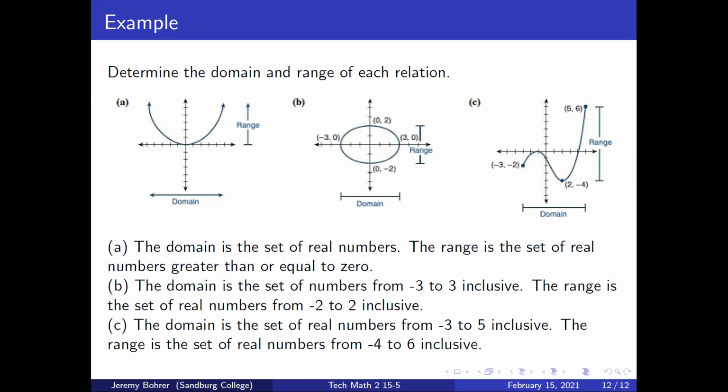For C, the domain is the set of real numbers from -3 to 5 inclusive. The range is the set of real numbers from -4 to 6 inclusive.